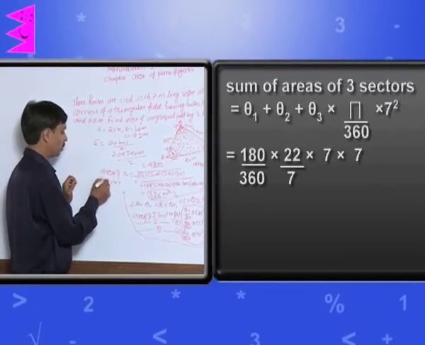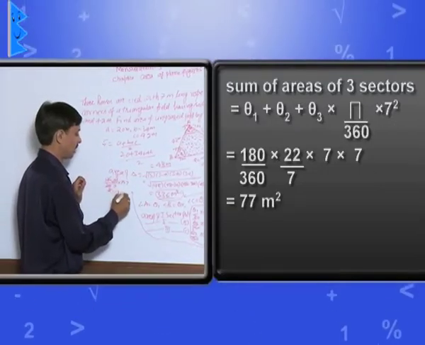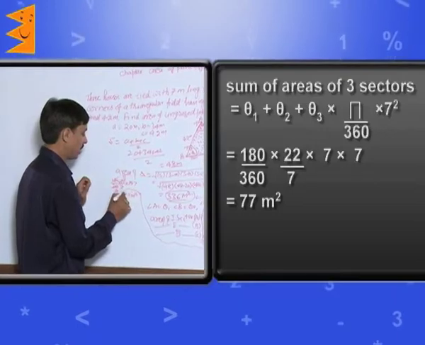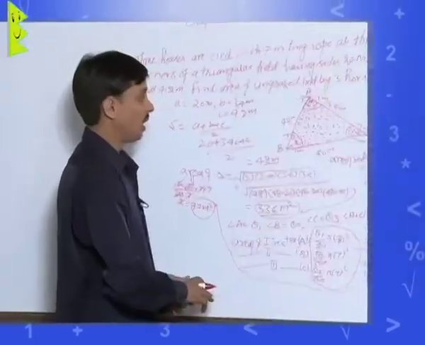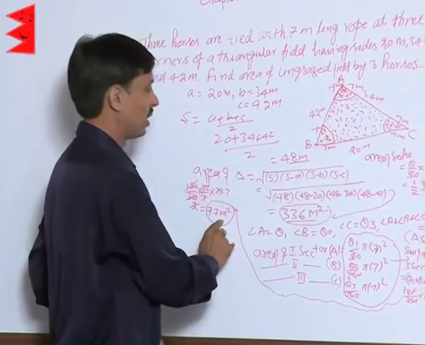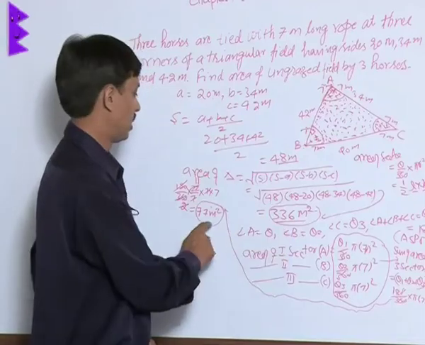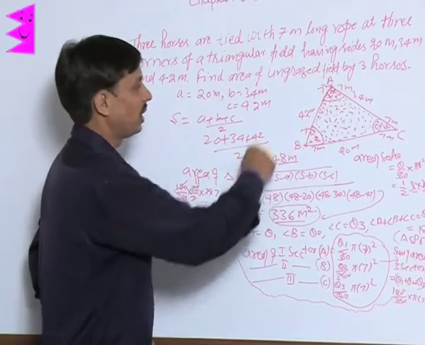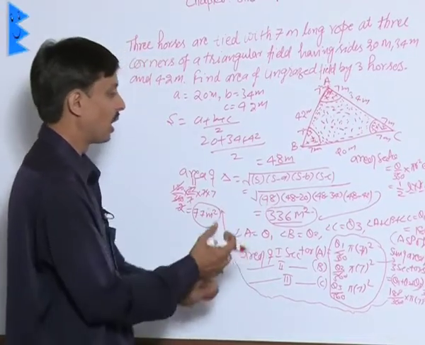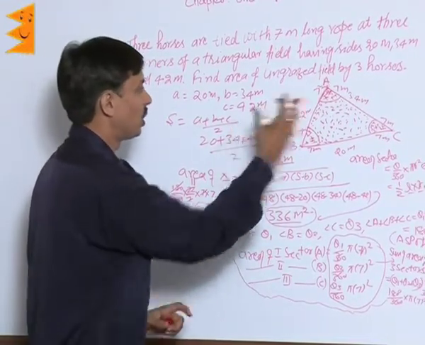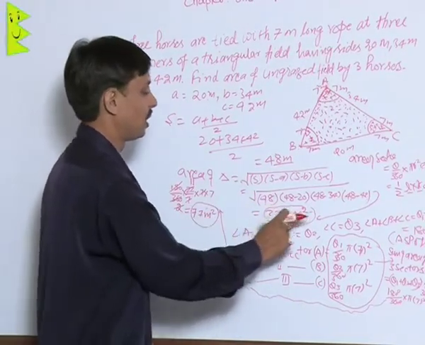180 cancels with 2, then 11 cancels with 22 and 7 cancels with 7, and only left is 77 meter square. 77 meter square is the sum of areas of the three sectors. That is the area of the grazed part: 77 meter square. What is the area of the total field? 336 meter square. If I want to calculate the area of the part which is not grazed by horses, it can be calculated by subtracting 77 from 336.